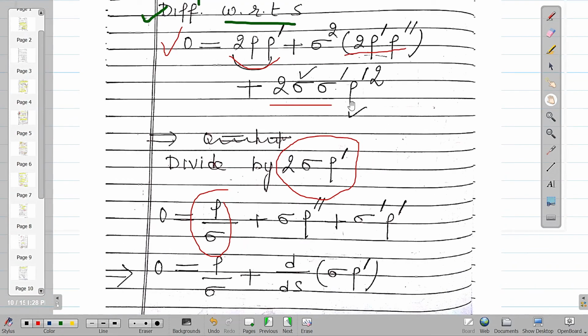So please see. When we divide by this term, 2 and rho dash cancel to each other. So here will be rho and here will be sigma. So it will be rho by sigma. Clear? And again from this and from this we get this term, which is sigma rho dash, and this is sigma dash into rho dash. Clear? So what is this? This is nothing but the derivative of sigma rho dash.